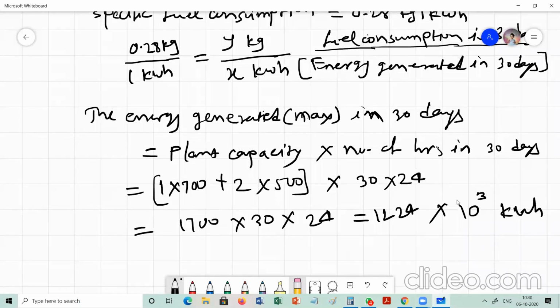Why kWh? Because the plant capacity we have considered is the total power generated. Obviously it is in kW, and we have calculated number of hours in 30 days, its unit will be H. So the total unit will be kW into H, that is kWh. This is what we have calculated: maximum energy generated in 30 days.